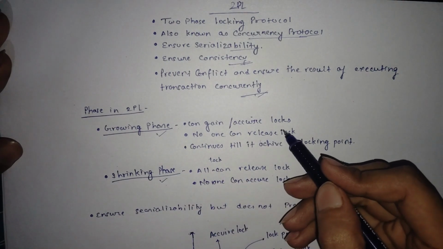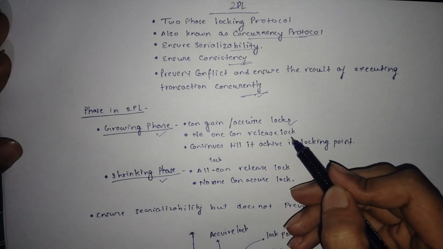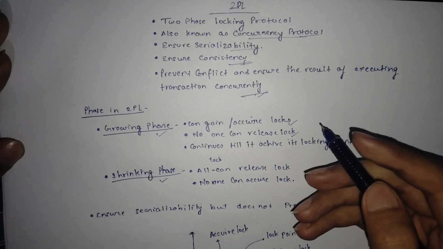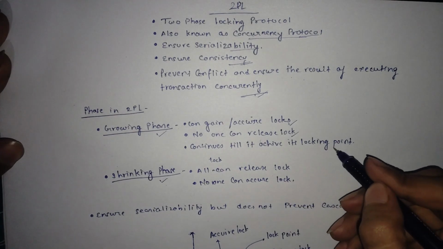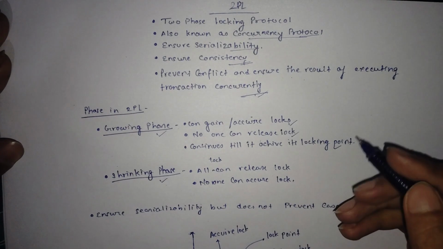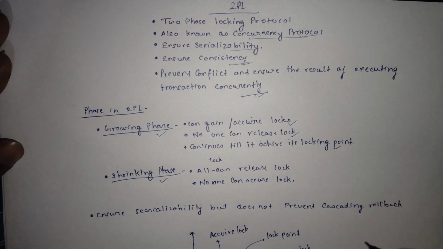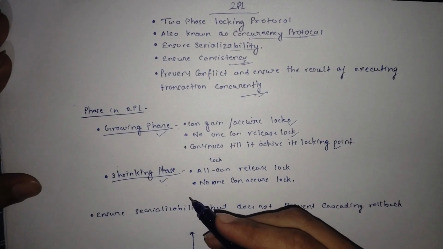In the growing phase, a transaction can only acquire locks. No transaction can release a lock. If a transaction is acquiring locks, in between acquiring, it cannot release a lock, and it continues till it gets the locking point. What is the locking point? We can discuss it further. Now the shrinking phase.